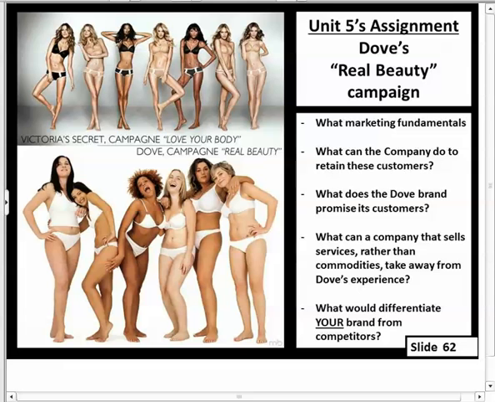Your assignment for this week deals with Dove's Real Beauty campaign and the marketing fundamentals that they used and how the company is going to retain customers, etc., as you can see there. So you see what the questions are for your Unit 5 assignment, and that difference in the way that Dove approached their advertising, and that was a major change. That was a big to-do when they decided to go to average people instead of the models.